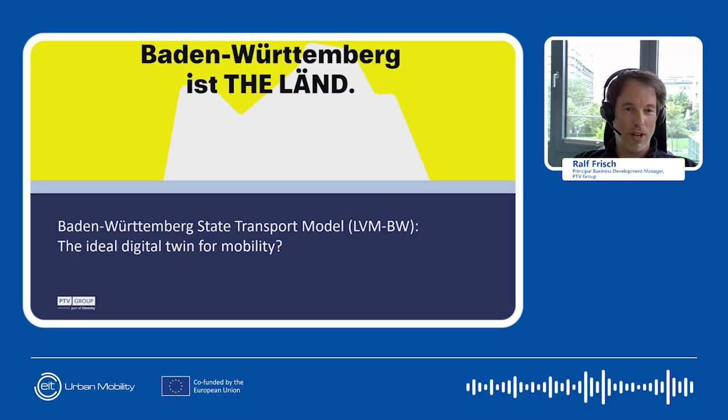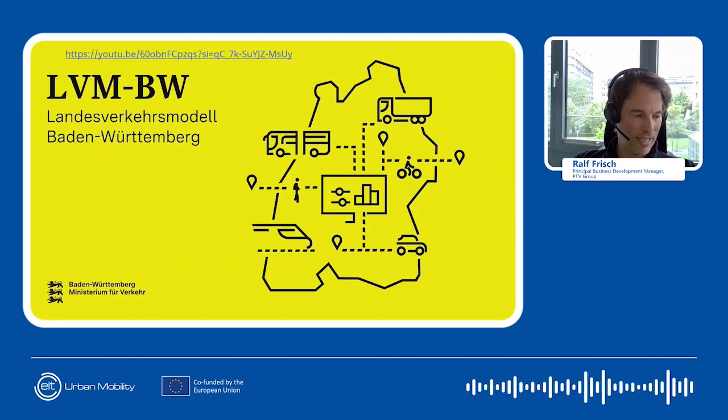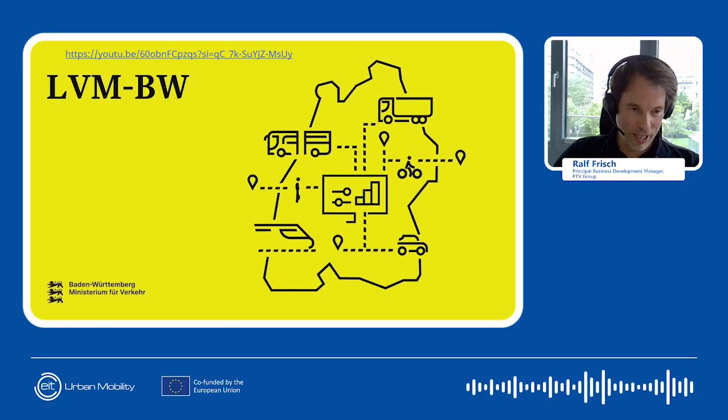So let's start with the transportation model for Baden-Württemberg. Baden-Württemberg is called The Land. You might have heard of this initiative already from Baden-Württemberg that they put on this brand in the world. And I think from my end, the question comes up, and maybe you need to ask this in the end: is this really an ideal digital twin for mobility? The Ministry of Baden-Württemberg, they brought up quite a good explanation movie, and I would just like to show you that movie and explain you a little bit about the transportation model.